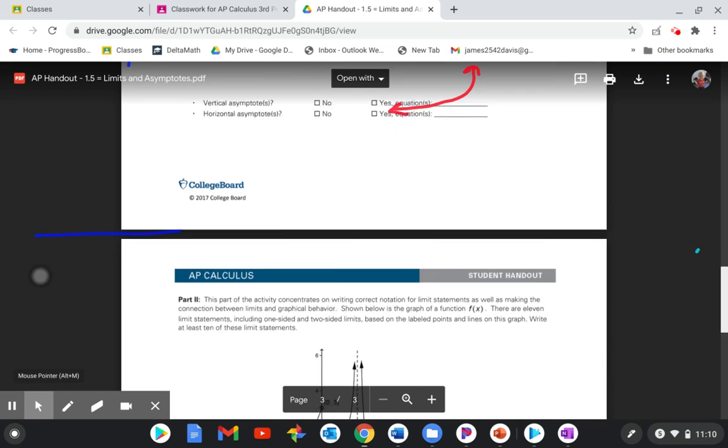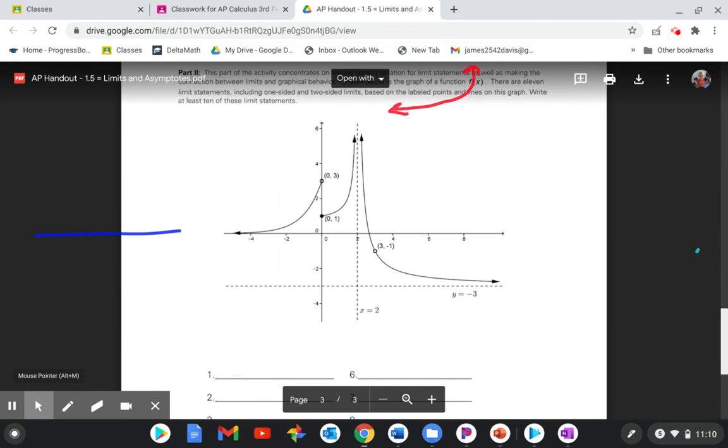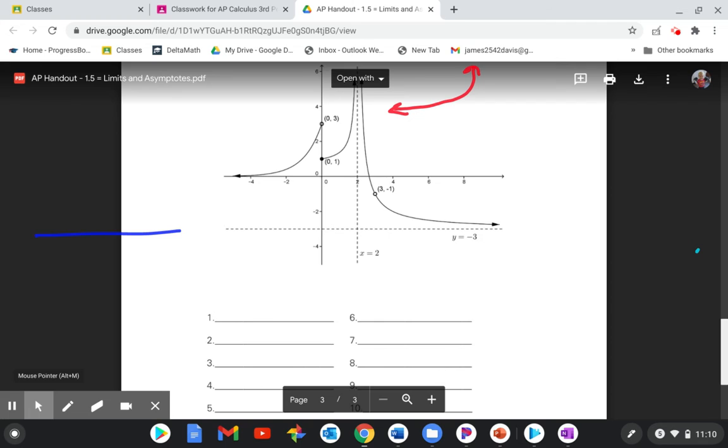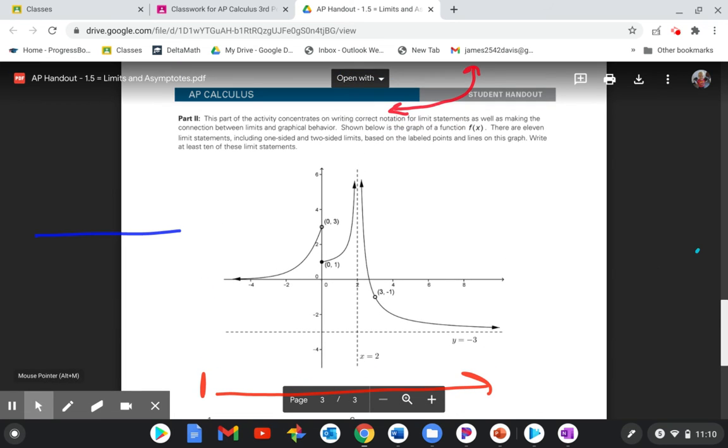All right. As far as the last part here, you're supposed to write basically 11 limit statements based on this graph. I would take the strategy of just working from left to right. Just start here and work your way this way. And you need as many limit statements as you can come up with. There should be 11, including 1 and 2-sided limits.